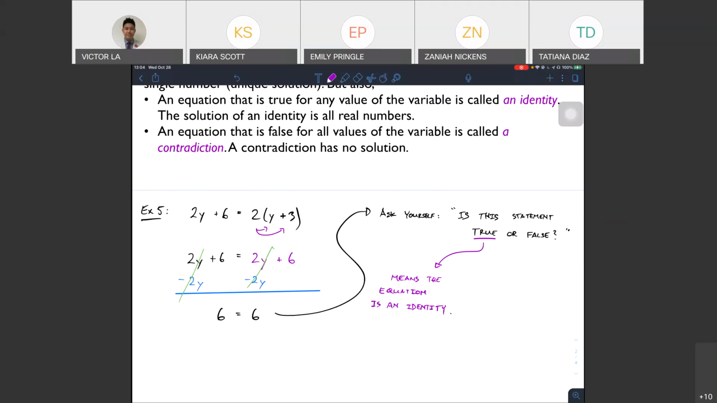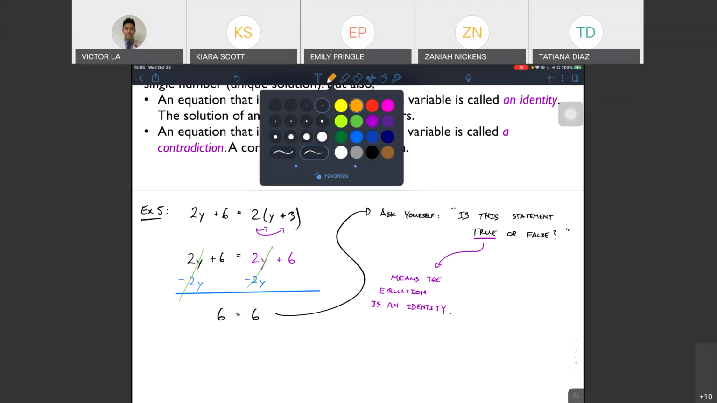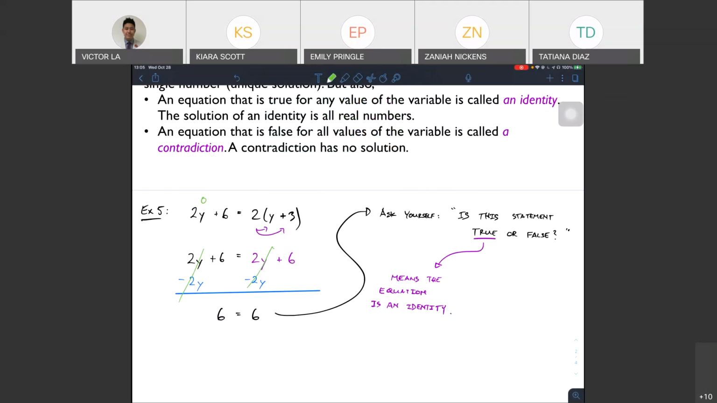And you can test it out, right? If you go to the very top and you put in, say, a 0 for y, well, what happens? On the left-hand side, you get 0 times 2, which is 0, plus 6. And then on the right-hand side, you can calculate inside the parentheses. So what's 0 plus 3? Well, 0 plus 3 is 3, and 3 times 2 is 6. Boom, done. And you're like, okay, that was convenient. You just used an easy number, 0.